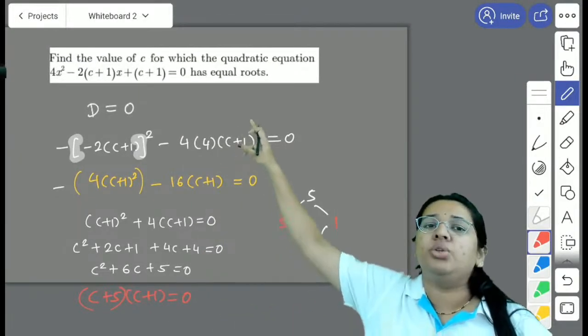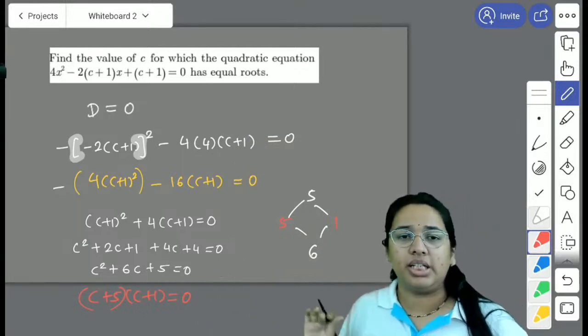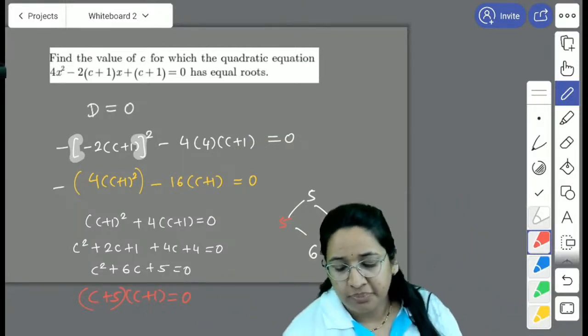So for which value you will get equal roots, this will be the case. Then, getting this one.